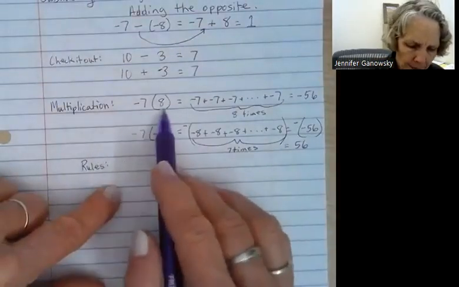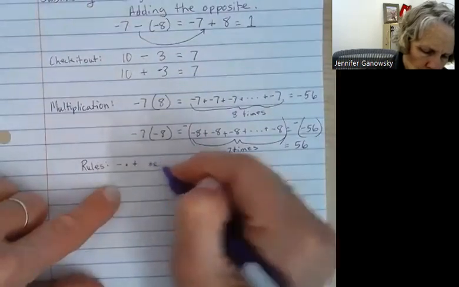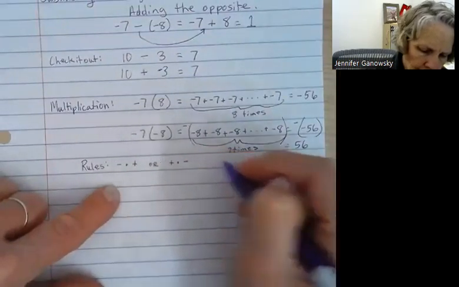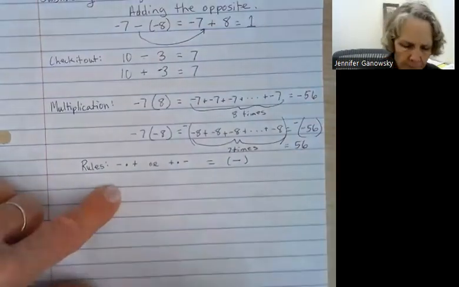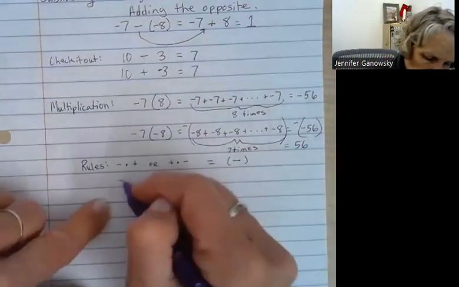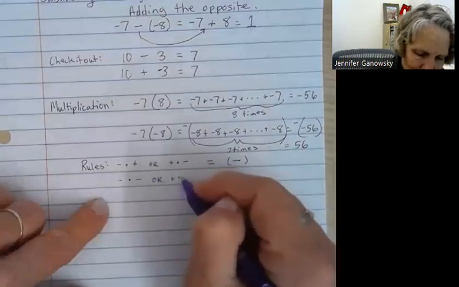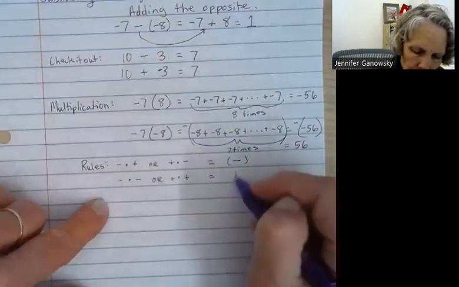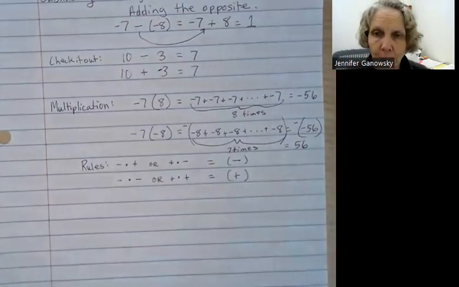If you have opposite signs, negative times a positive or positive times a negative, you will get a negative, okay? If you have same signs, negative times a negative, or obviously positive times a positive, you will get a positive, okay? So that's your multiplication rule.